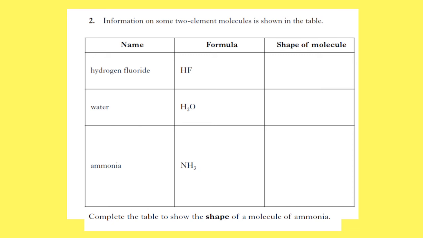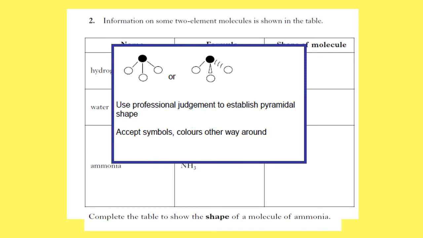So what are the shapes of hydrogen fluoride, water, and ammonia? So name the shape. This is for ammonia. Ammonia at the bottom is trigonal pyramidal, and they've actually accepted you just using 3 straight line bonds, but the diagram on the right is the better one.